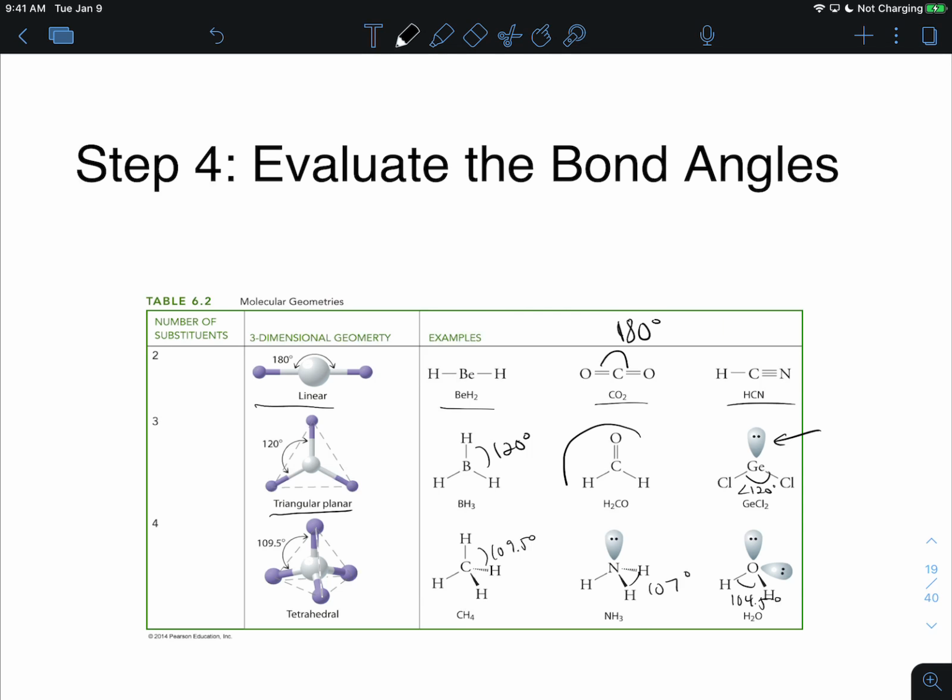We also, this one right here, because of this double bond, it's also going to repel more. So this bond angle is going to be less than 120 degrees. We'll talk about that in just a minute.